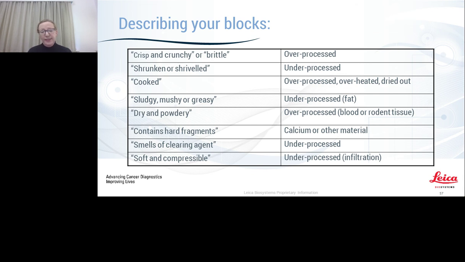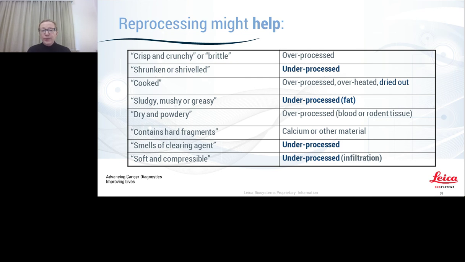If there's hard fragments, is it calcium or other material? Smells of clearing reagent, probably underprocessed, soft and compressible. Underprocessed. So reprocessing can be done, but we really need to be careful about how you reprocess, because remember, you're coming from a situation where your tissue is not in a perfect condition anymore. So if it's overprocessed, reprocessing will probably not help. If it's underprocessed, you can carefully consider what you need to do in order to proceed.